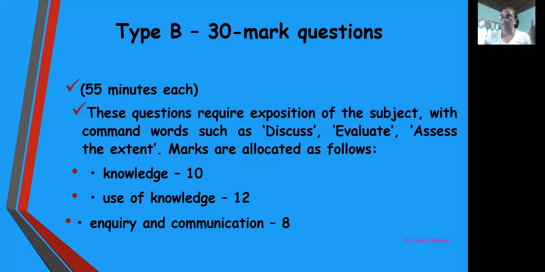And these questions require exposition of the subject with command words such as, you'll find it started with, discuss the role that culture plays in Caribbean society, or you might see assess the extent to which technology impacts on Caribbean development, evaluate the role of culture in Caribbean integration, in regional integration, anything along that line. Discuss, evaluate, assess. Okay, and marks are allocated as follows: knowledge 10, use of knowledge 12, inquiry and communication 8.